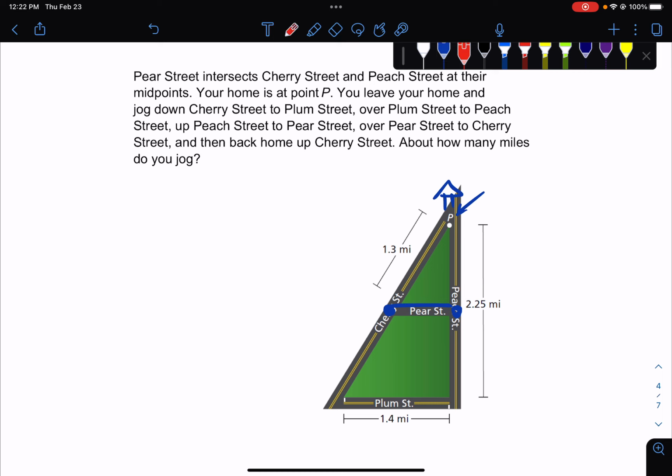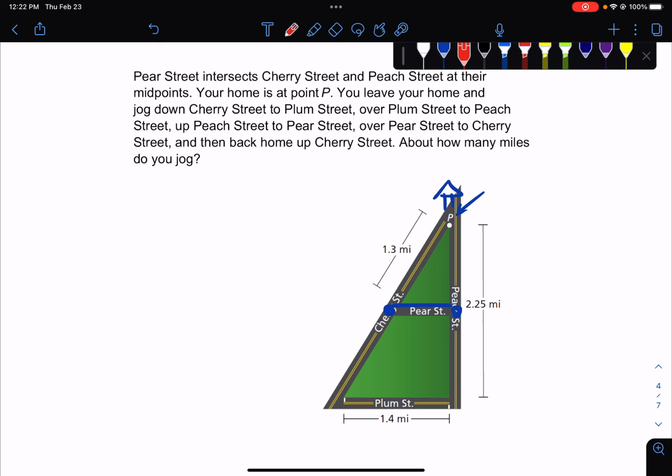Blue's kind of hard to see. Let's give red a try. You jog down Cherry Street to Plum Street. So you go all the way down to Plum, over Plum Street to Peach Street, and then you go up Peach Street to Pear Street, over Pear Street to Cherry, and then back home up Cherry. Okay, so you ran this little path right here. How many miles did you jog?